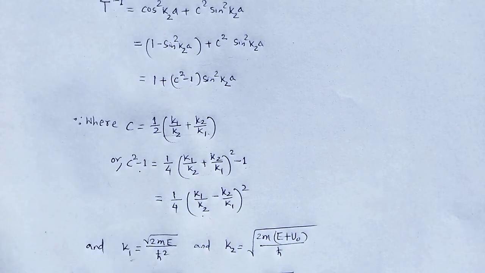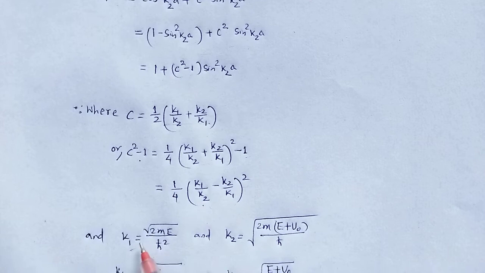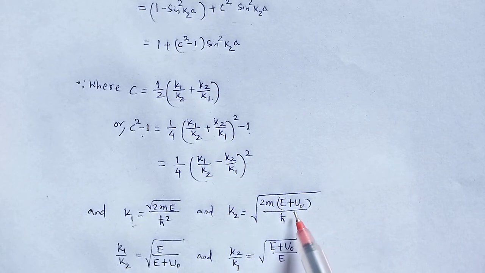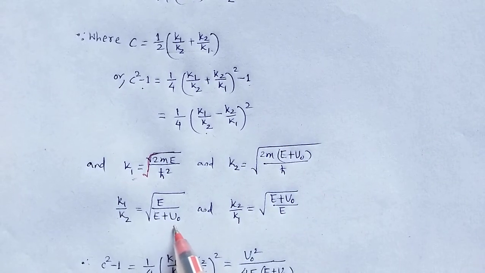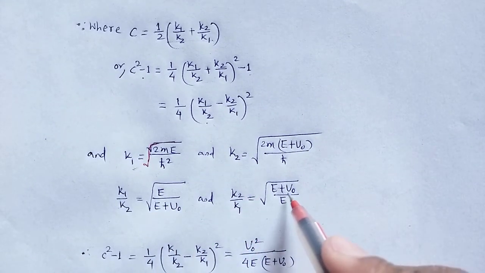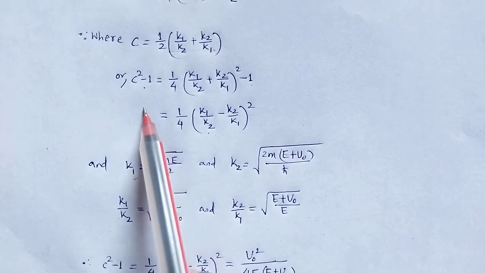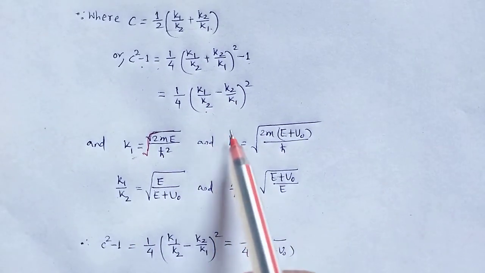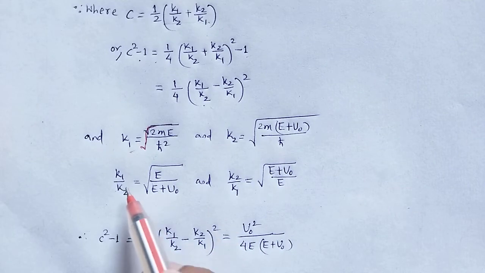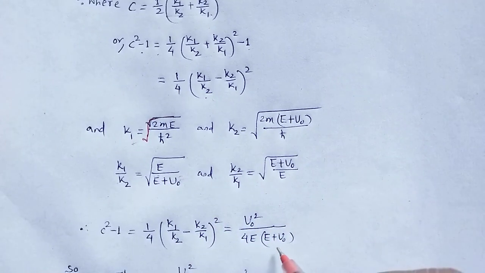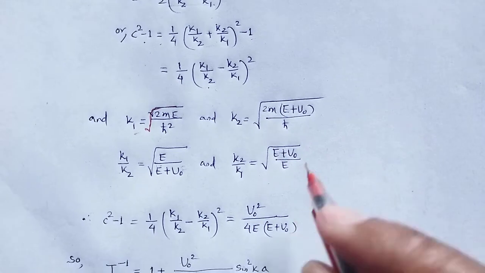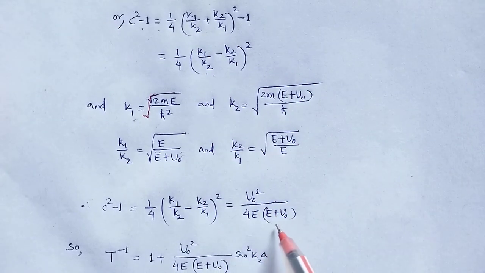And k1 is the constant we first use for the wave function when we use the Schrodinger time independent equation. k1 is equal to under root of 2mE divided by h cross square. k2 is equal to under root of 2m(E plus U naught) divided by h cross square. So k1 by k2 is the square root of E by (E plus U naught), and k2 by k1 is the square root of (E plus U naught) divided by E. So c square minus 1 is equal to 1 by 4 (k1 by k2 minus k2 by k1) whole square. Using these two terms we get U naught square divided by 4E(E plus U naught). That means c square minus 1 is equal to U naught square divided by 4E(E plus U naught).